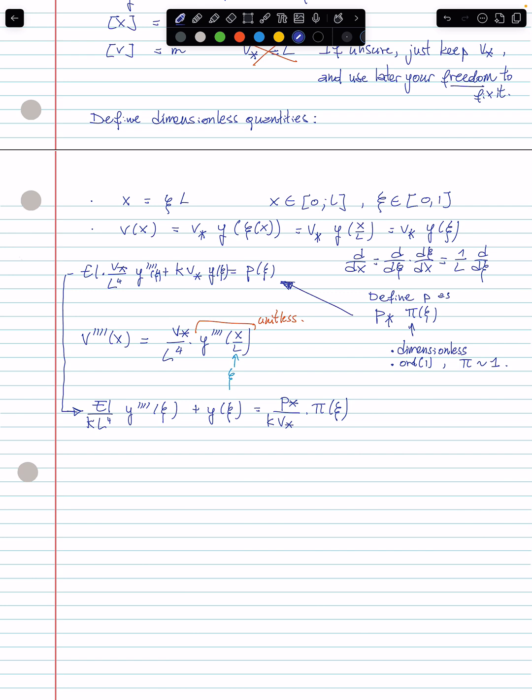All right. And so once we have this, then we can use our freedom in order to simplify that equation. And for instance, here on the right, this is my choice. I can definitely do this. I will just choose V star such that this is equal to 1.